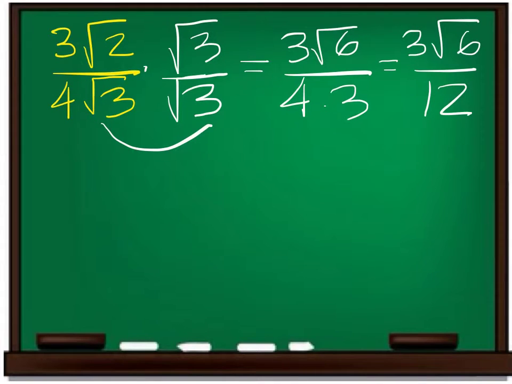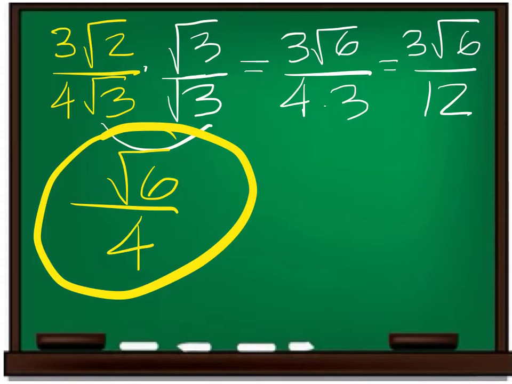What simplifies? 3 and 12. 3 and 12 to what? 1 over 4. Do we write the 1? No. Square root of 6 over 4 is the answer.